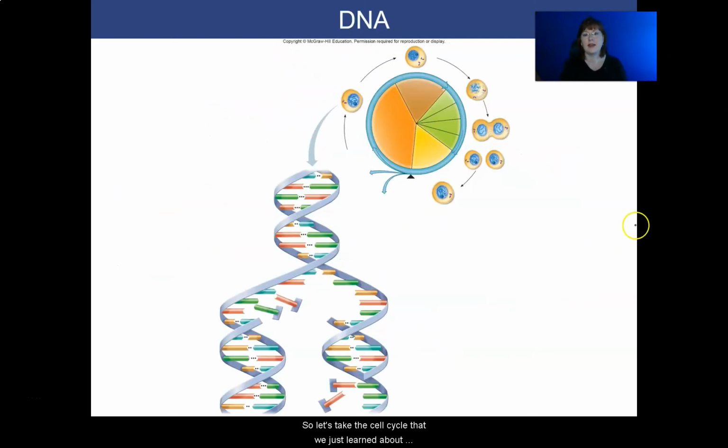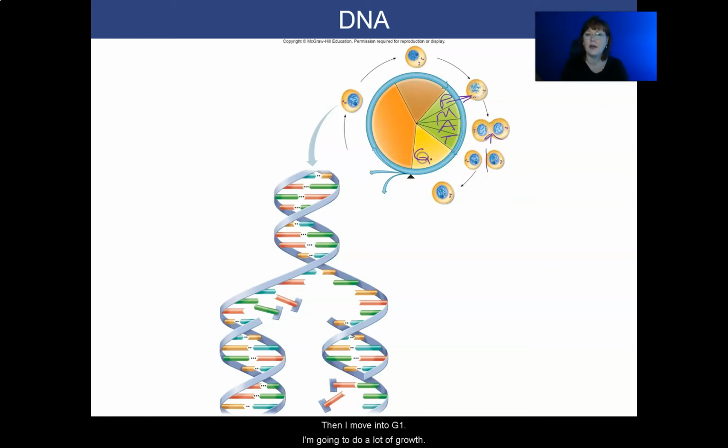So let's take the cell cycle that we just learned about and the phases of mitosis here, and let's kind of tie that in with DNA replication and figure out where that fits into the picture. So remember that this is prophase over here. So that's where I'm condensing the chromosomes, breaking apart the membrane around the nucleus, and moving those centrioles. And then I'm going to go through metaphase where the chromosomes line up, anaphase where they split, and then in telophase I'm going to start doing this cytokinesis where I split the cells in half.